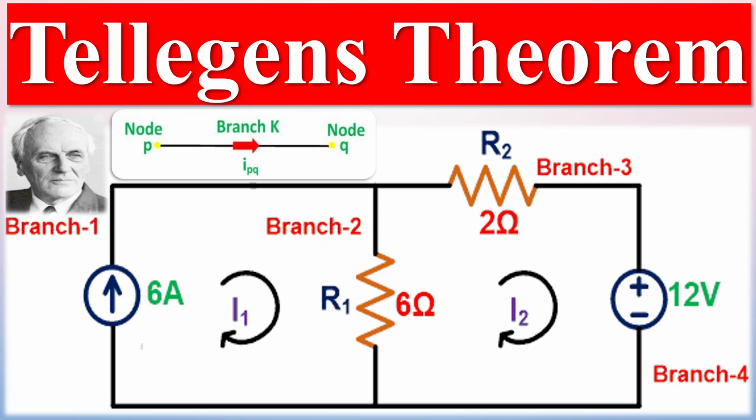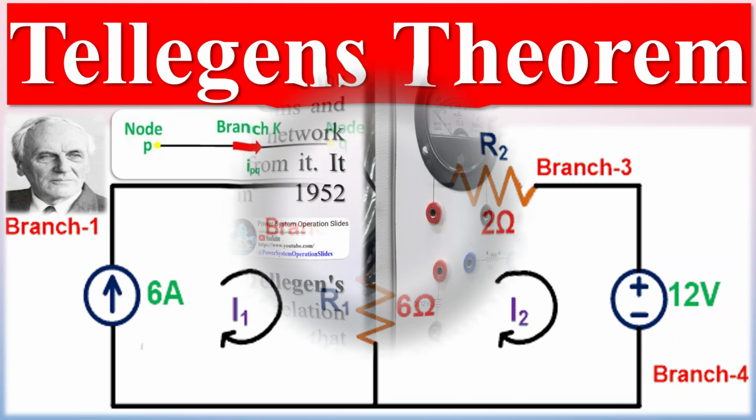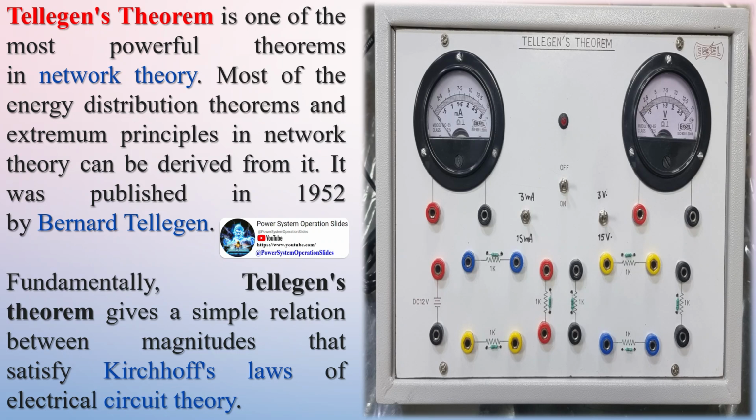Tellegen's theorem is one of the most powerful theorems in network theory. Most of the energy distribution theorems and extremum principles in network theory can be derived from it. It was published in 1952 by Bernard Tellegen. Fundamentally, Tellegen's theorem gives a simple relation between magnitudes that satisfy Kirchhoff's laws of electrical circuit theory.